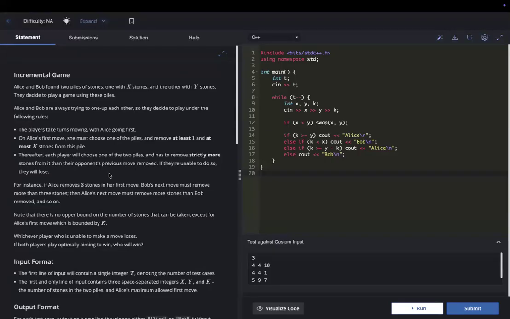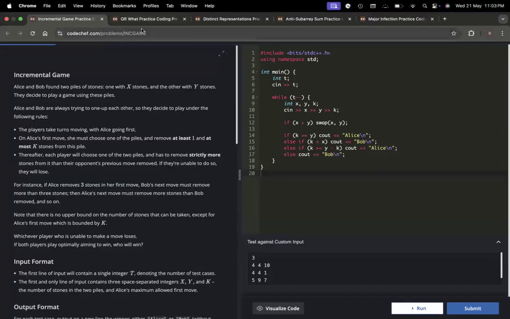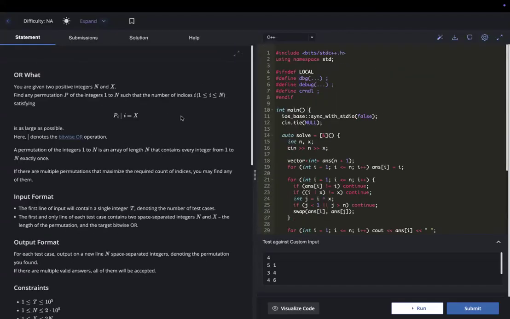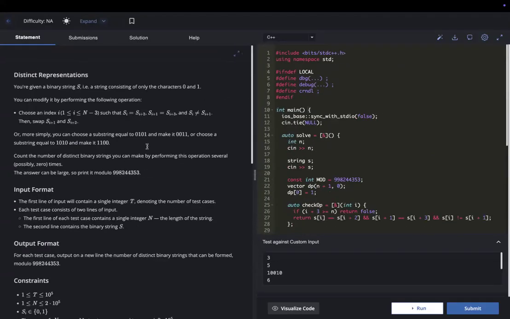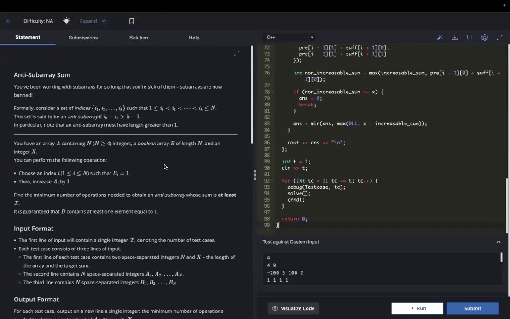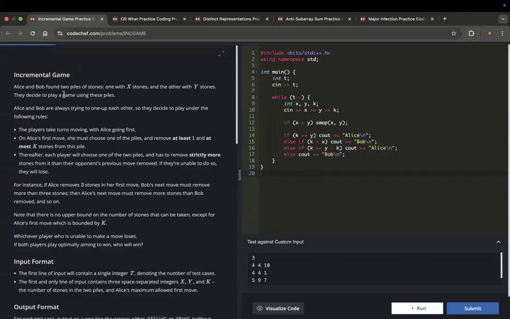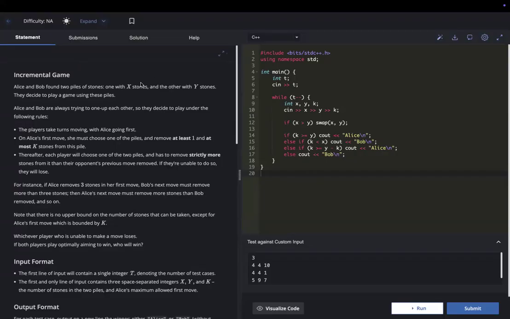This is the PCD for Codechef Starters 187. In this PCD, we will discuss 5 problems from the Div2 contest. The 5 problems that we will discuss are incremental game, the first problem, then or what, that is the second problem, distinct representations, anti-Savarism, and then major infection. This was supposed to be the fifth problem, I guess, but it got only one submission, so it is at the sixth position right now in the Div2 contest.